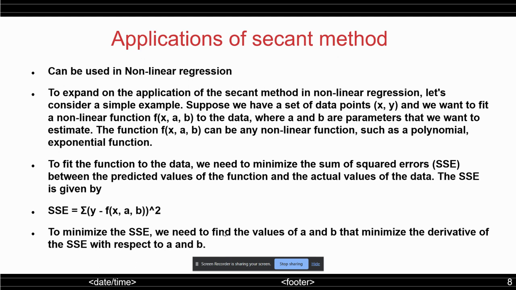The function f of x comma a comma b can be a nonlinear function such as a polynomial or an exponential function. To fit the function to the data, we need to minimize the sum of squared errors, that is SSE, between the predicted values of the function and the actual values of the data. The SSE is given by the below equation. To minimize the SSE, we need to find the values of a and b that minimize the SSE, by setting its derivative with respect to a and b to zero.